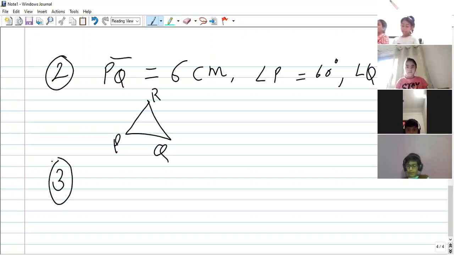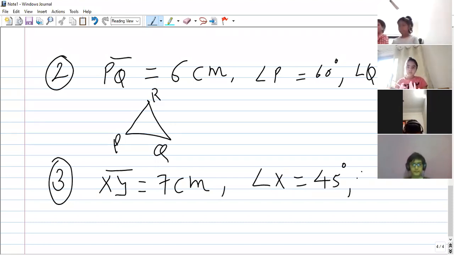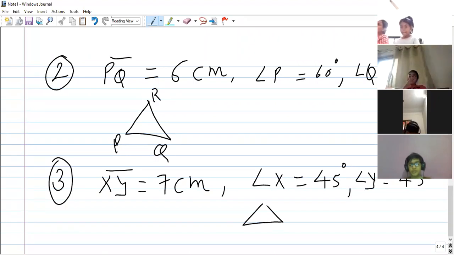And third one: line segment XY of 7 centimeters, angle X equals 45 degrees, angle Y equals 45 degrees. You have to draw the triangle XYZ.